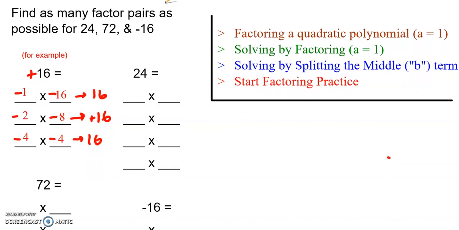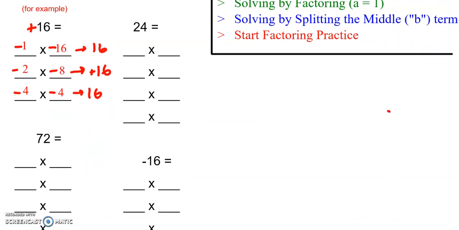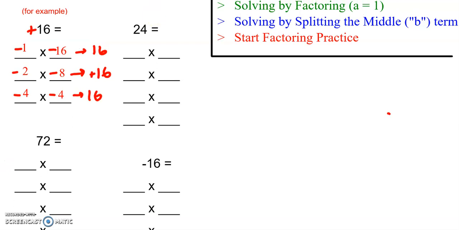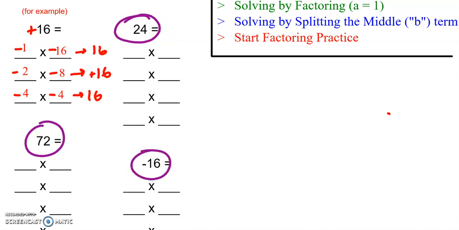So go ahead and pause the video, use some scratch paper in your notebook or maybe on the side of the sheet. Go ahead and list all the factor pairs for 24, 72, and -16. Okay, so you're going to try all three of those. Pause the video once you're ready to check answers. Seriously, go try it on your own.